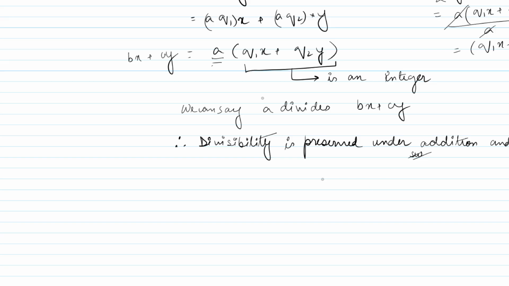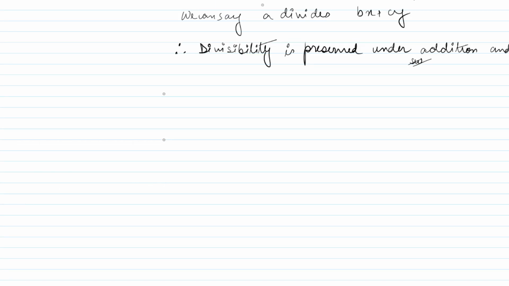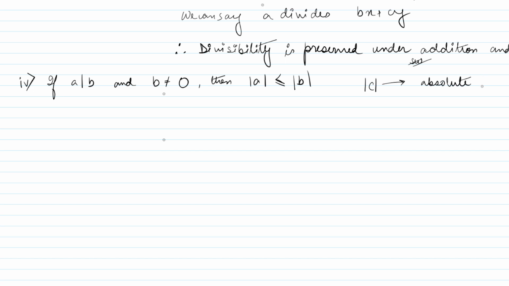Now let's go to the next one. It says if A divides B and B is not equal to 0, then mod A is less than or equal to mod B. All right. What does mod mean? Absolute value.